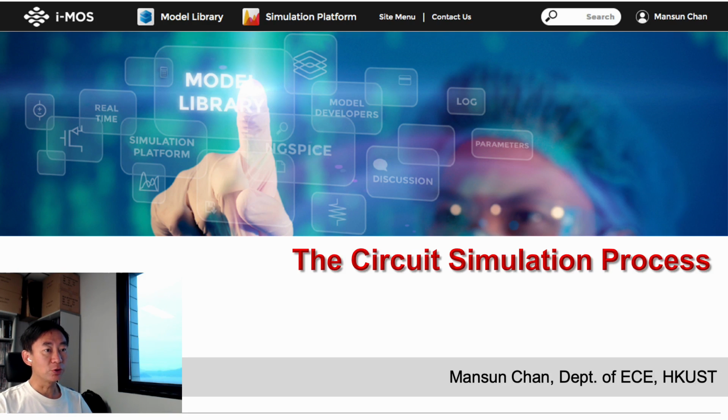In this presentation, I will go over the details in an actual circuit simulation process and the actions taken by a circuit simulator. It is important to understand this process because it will give us insight on the potential problems during the simulation. For example, we will understand why a circuit simulation does not converge. It is also important knowledge for model developers to understand the requirements for an efficient model.